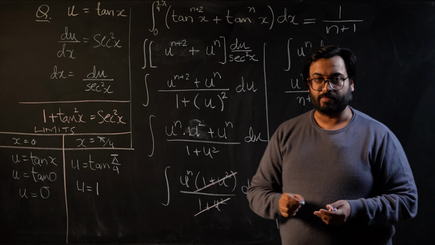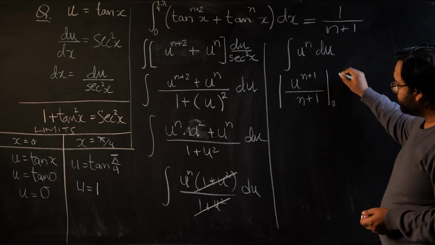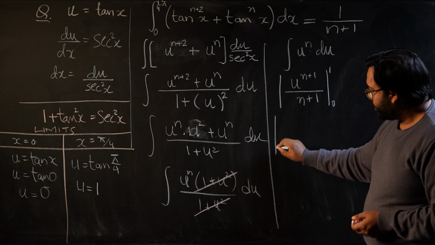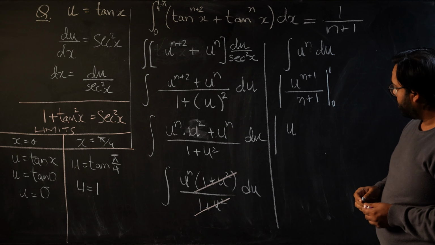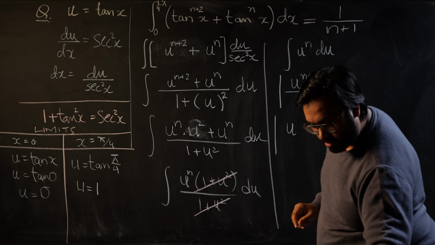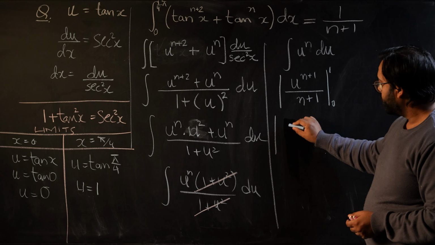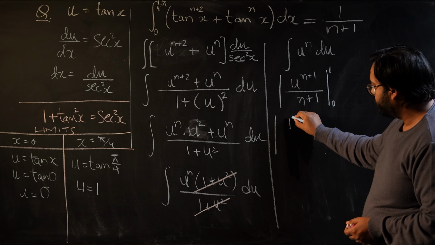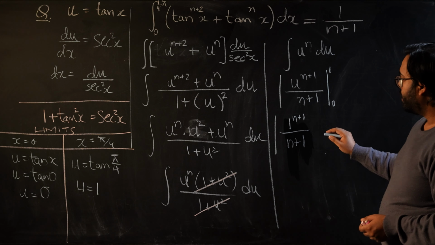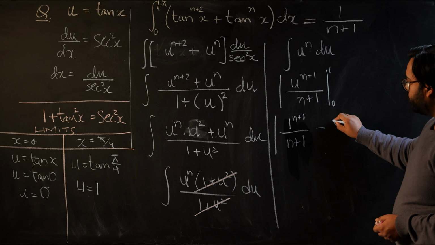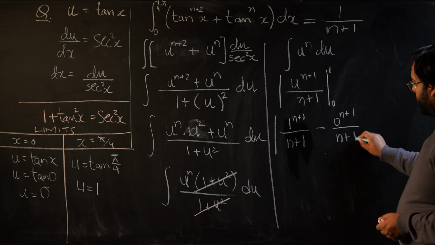So let's bring those limits into our final integral and put both of these limits as 0 and 1. Let's apply the upper limit first. So it would be u raised to power n plus 1 over n plus 1, with u replaced by 1, so 1 raised to power n plus 1 over n plus 1, and minus 0 raised to power n plus 1 over n plus 1.